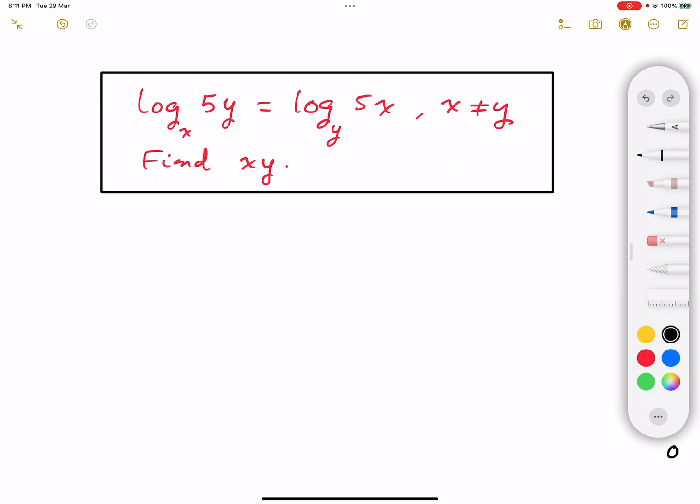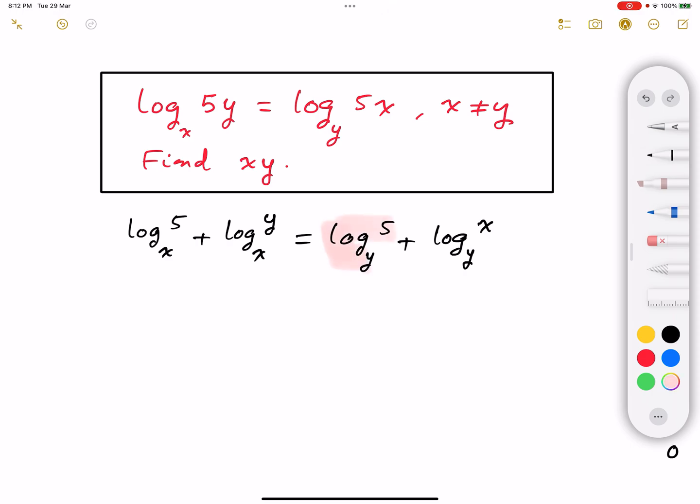First of all, I will rewrite the left-hand side as the logarithm of 5 base x plus the logarithm of y base x, and that's going to be equal to the right-hand side, which can be rewritten as the logarithm of 5 base y plus the logarithm of x base y. Now we can notice here, guys, that these two terms on the right-hand side can be rewritten in terms of the logarithm of y base x. So let's do that.